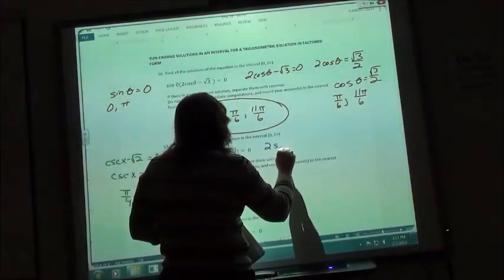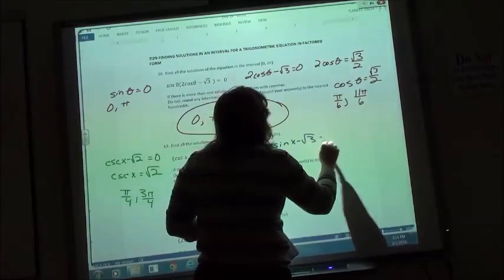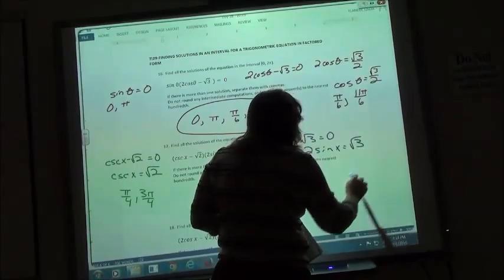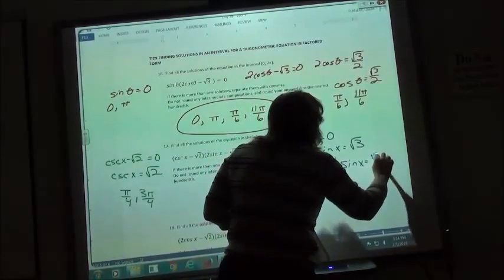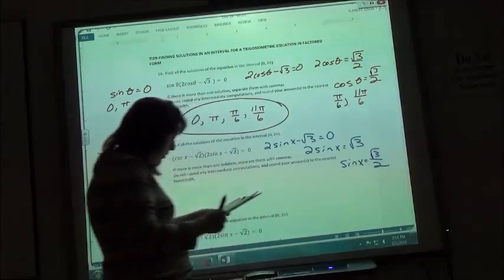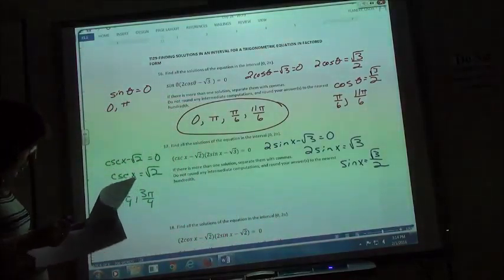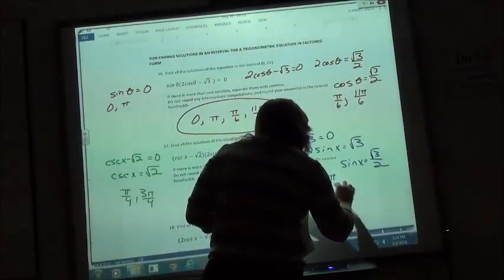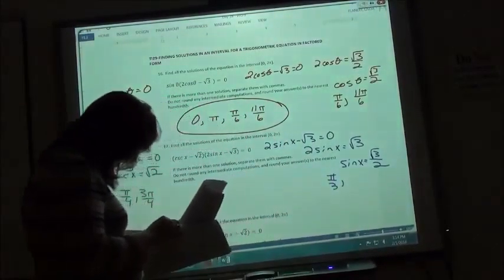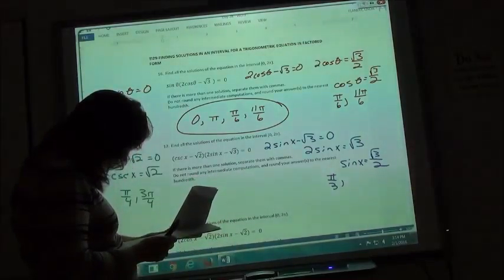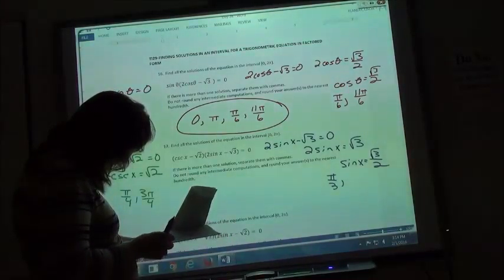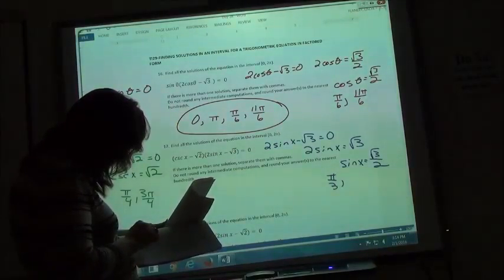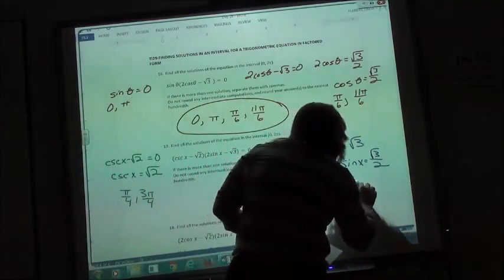It says 2 sine of x minus the square root of 3 would equal 0. So 2 sine of x would equal positive square root of 3. So sine of x would equal square root of 3 over 2. So again, I'm going to go back to my table, look under my sine for square root of 3 over 2. I'm at pi over 3. And square root of 3 over 2 under my sine column, looking at this really tiny one and it's hard to read, is at 2 pi over 3.